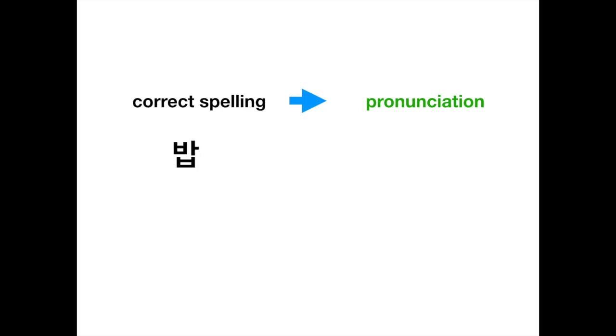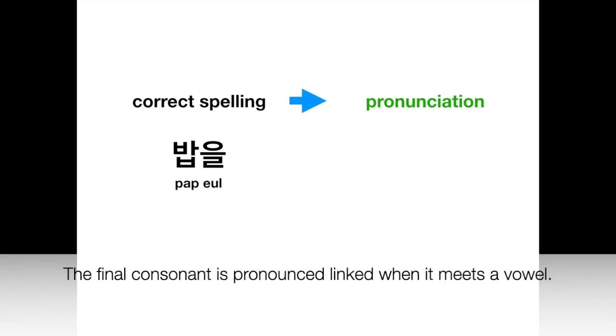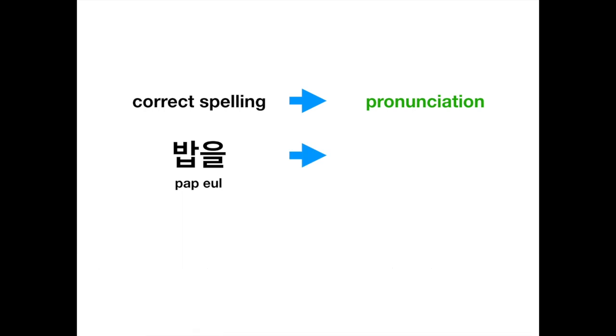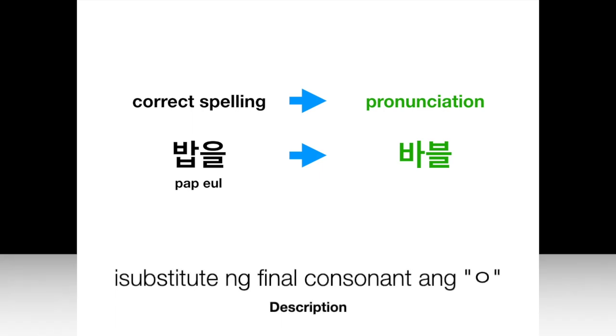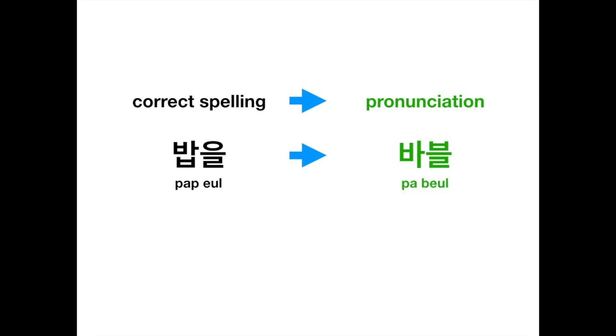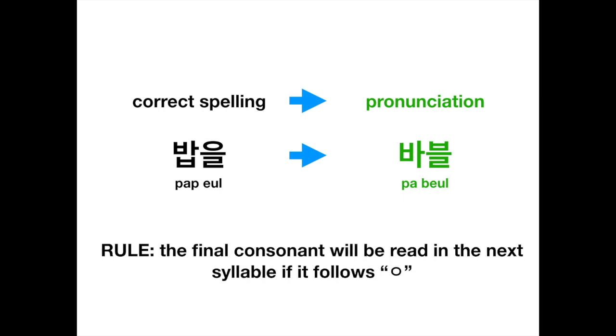The correct spelling is pap-ul. Your pronunciation, though, the final consonant is pronounced linked when it meets the vowel. So the pronunciation is pabul. The final consonant is substituted for the no sound consonant. So, rule: the final consonant will be read in the next syllable if it follows the no sound consonant.